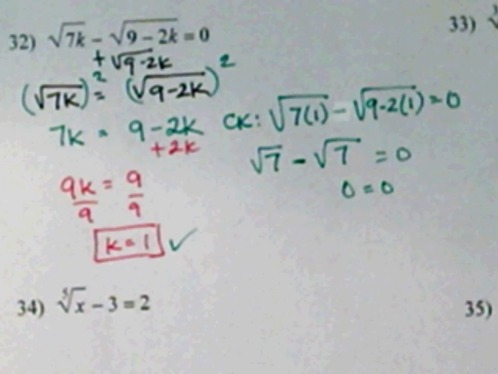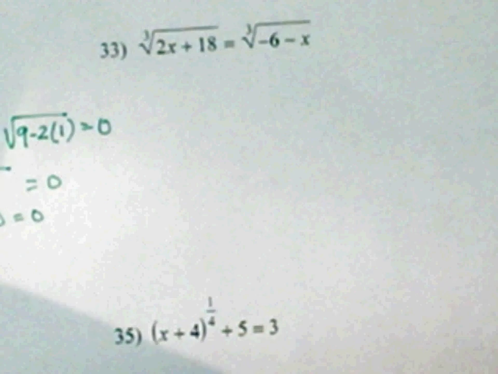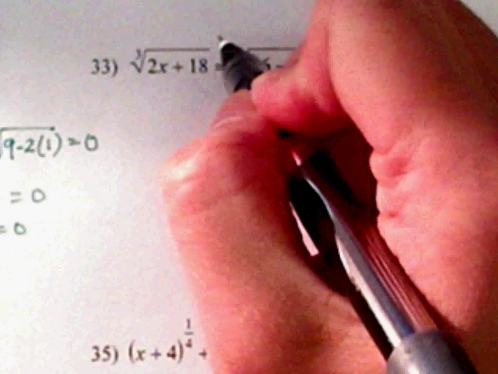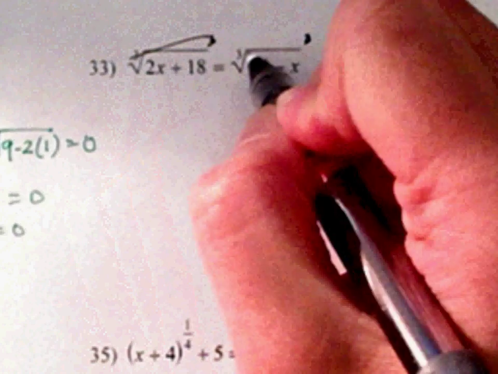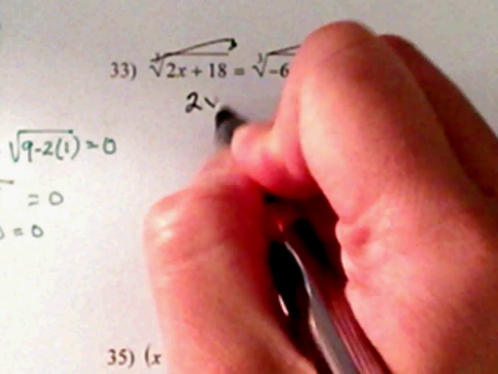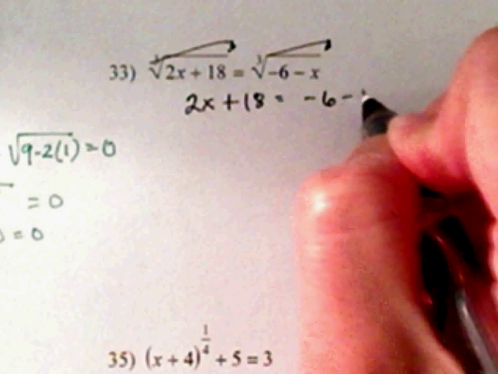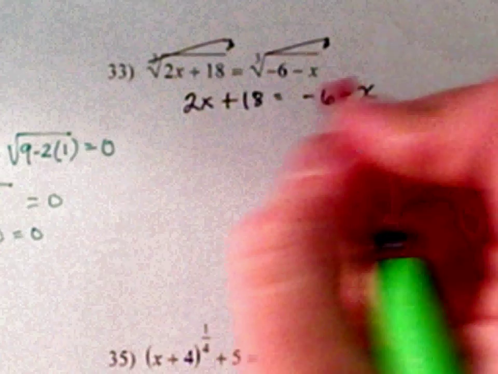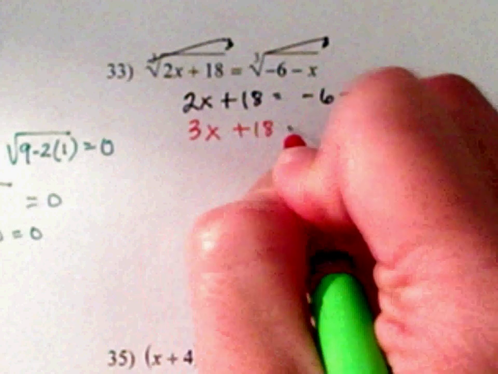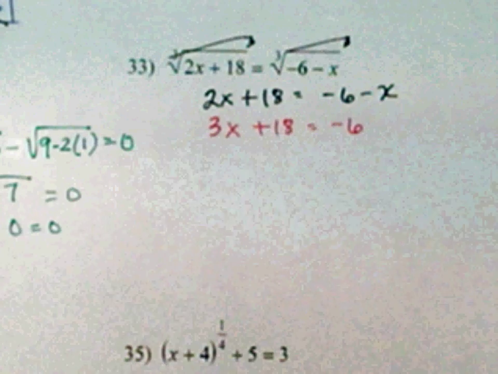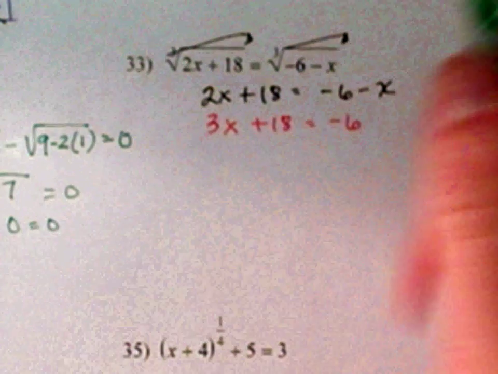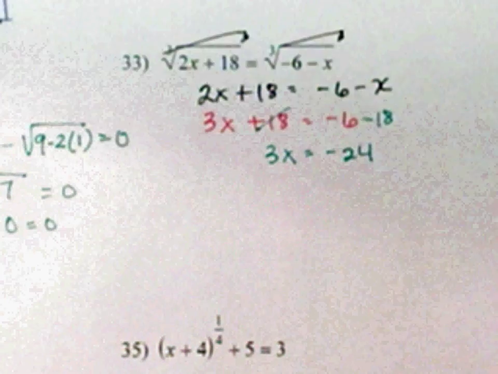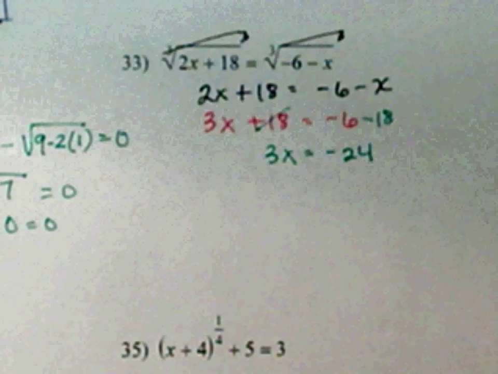Number 33. Now we got cube root on both sides. So to get rid of the cube root, we're going to cube both sides. See that right there? So now you have 2x plus 18 equals negative 6 minus x. Okay. Combine your like terms. I'm going to add x to both sides. So I have 3x plus 18 equals negative 6. Subtract 18. Okay. So 3x is equal to negative 24. Divide by 3. X is equal to negative 8.